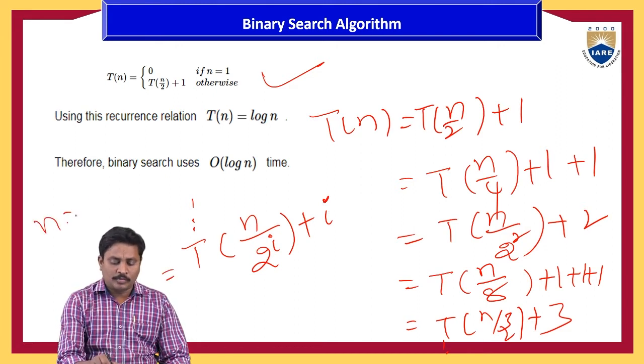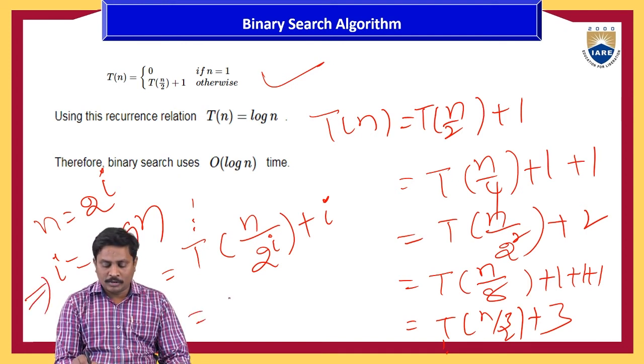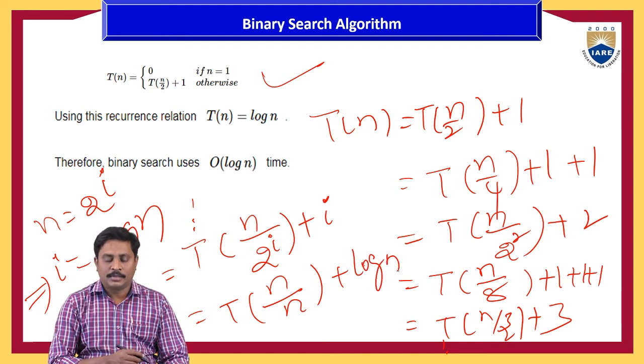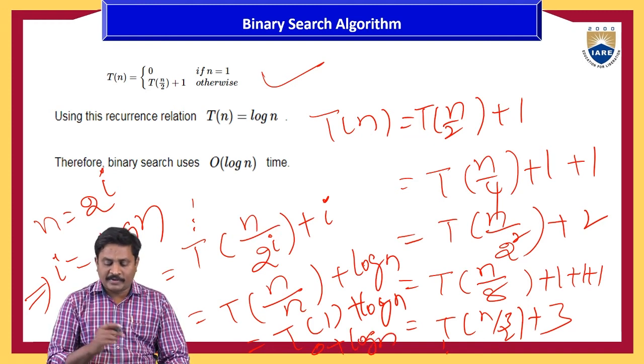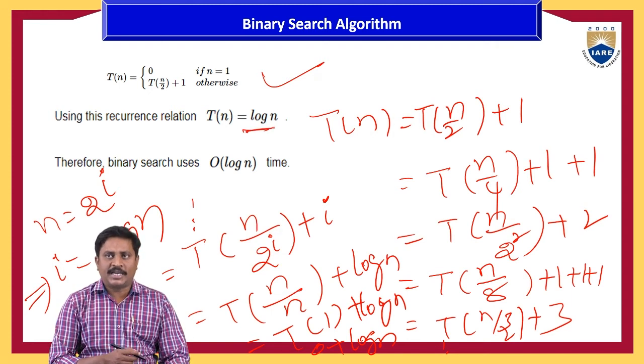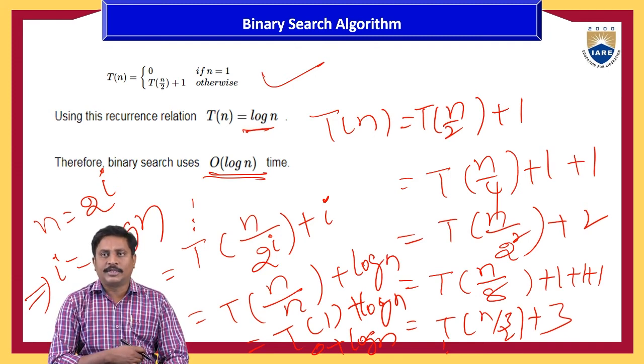Here n equals 2 power i, so i equals log n. From this equation we get the i value as log n. So T of n by 2 power i, which is n by n, is T of 1, plus log n. T of 1 value is 0, so 0 plus log n. That means T of n value is log n. Now the time complexity of this binary search algorithm is big O of log n. In this way, we find the time complexity of the binary search algorithm.